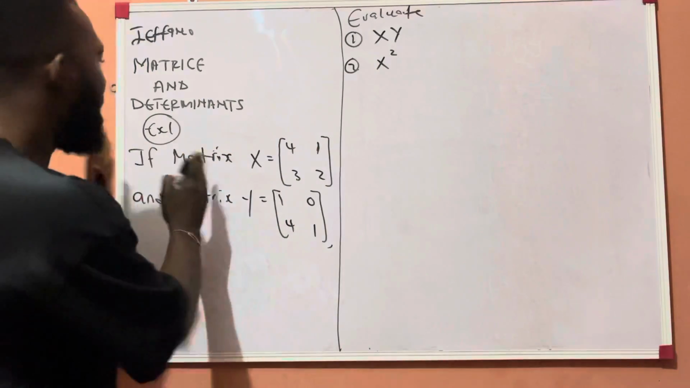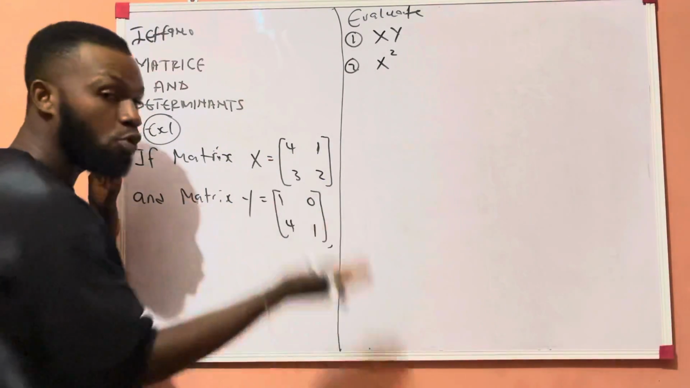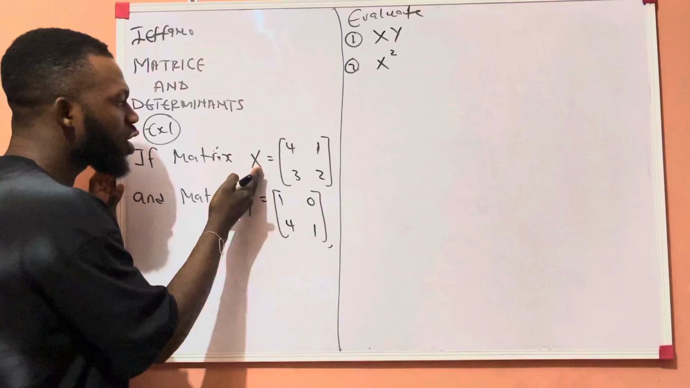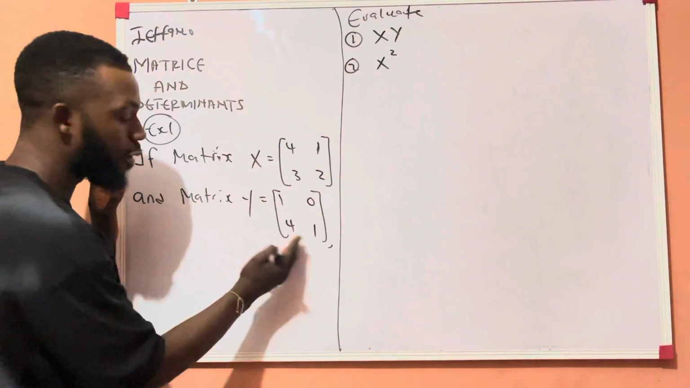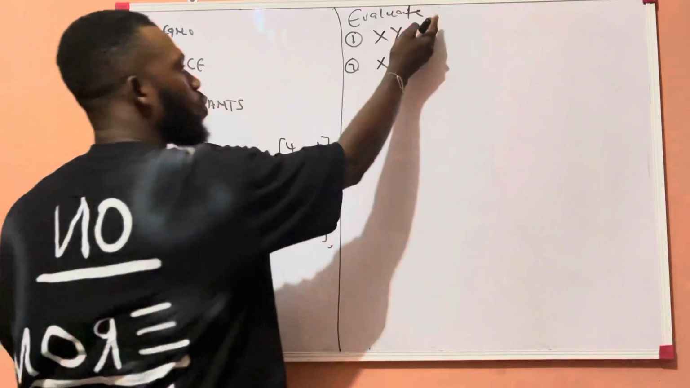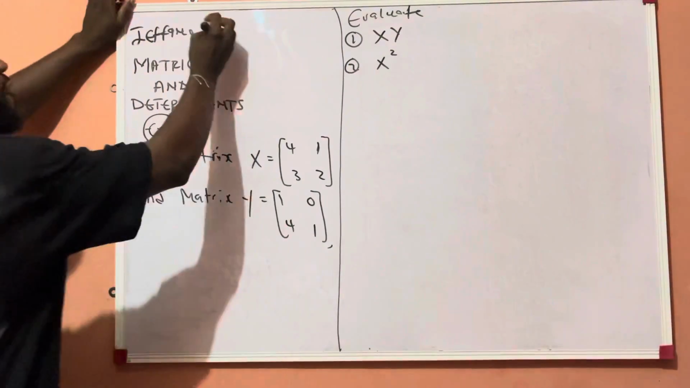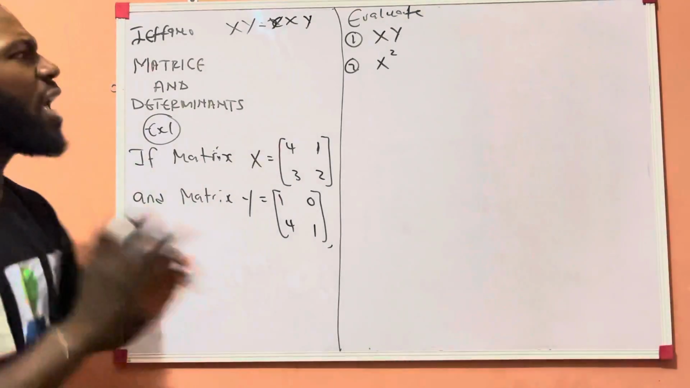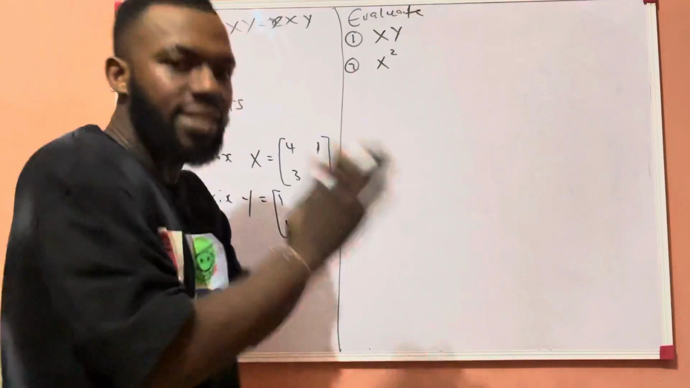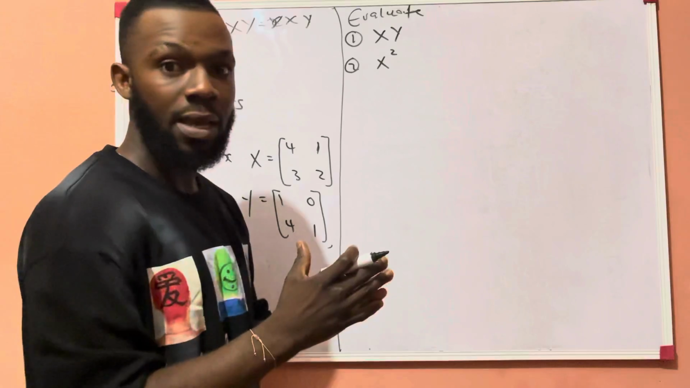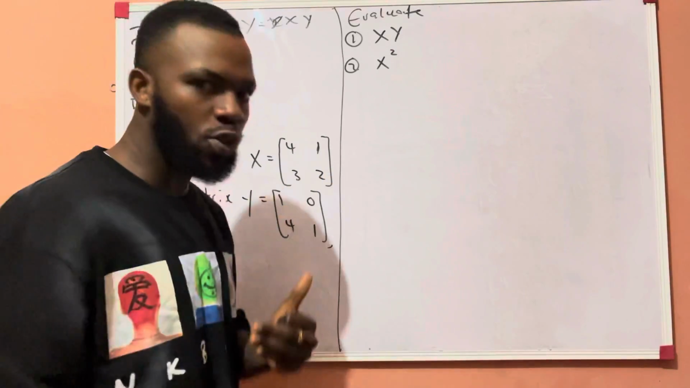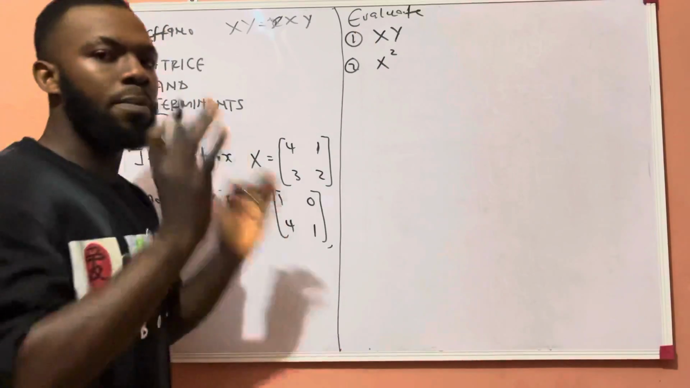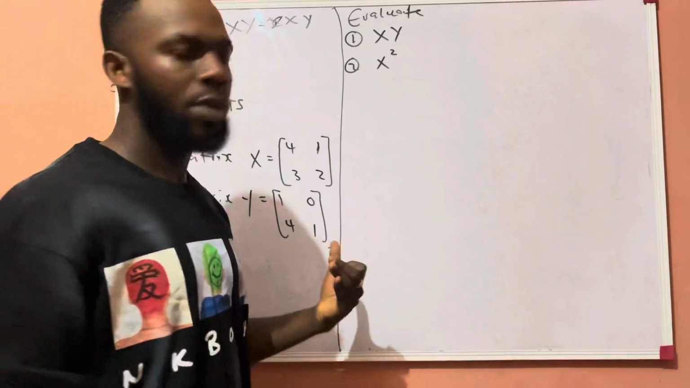Now, the matrix of X is 4, 1, 3, 2. As you can see, this is a 2 by 2 matrix because I have 2 rows and 2 columns. The matrix of Y is 1, 0, 4, 1. And then we are told to evaluate XY and X squared. Now, we all know that when you have XY, it simply means X times Y. Even when there is no times sign, there's a times, because what brings together X and Y? It is times, because X plus Y can't be added and X minus Y can't be subtracted, because they are unlike things. But X times Y is XY. So it means we are multiplying the matrices here. So let us begin.